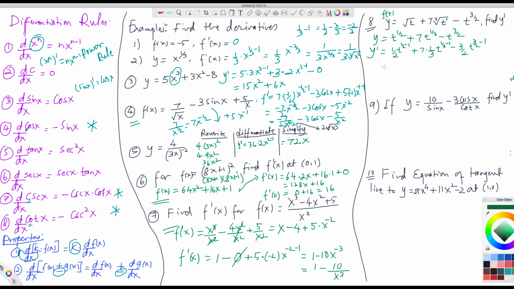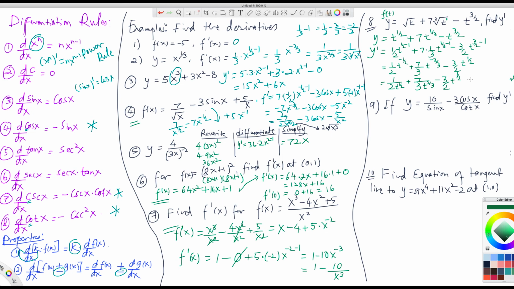What do you get? This is like 1/2 t to the negative 1/2 plus 7 over 3 t to the negative 2/3. 1/3 minus 1 is negative 2/3, minus 3/2, and then t to the 3/2 minus 1 is 1/2, right? Now since there are negative exponents, you want to move that to the denominator: 1 over 2 t to the 1/2 plus 7 over 3 t to the 2/3 minus 3 over 2 t to the 1/2.